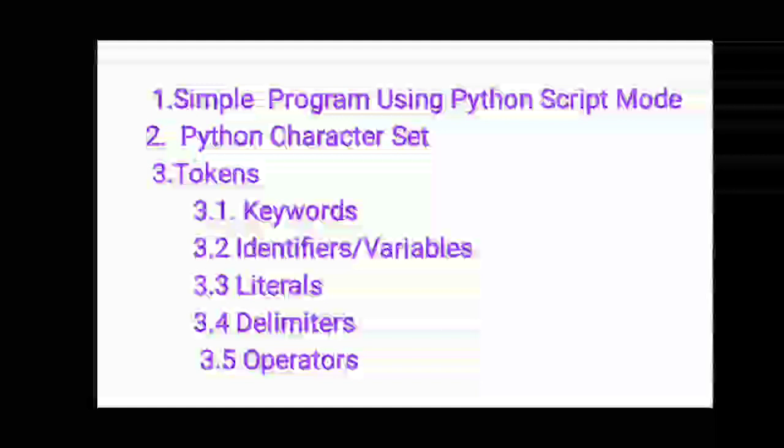Like that human language, in Python also there are some character sets. First are the letters, which are English letters A to Z, capital as well as small. Then the digits are 0 to 9. Special symbols: underscore, opening bracket, closing bracket, opening square bracket, closing square bracket, opening curly bracket, closing curly bracket, plus, minus, multiplication, modulus, exclamation, and symbol.